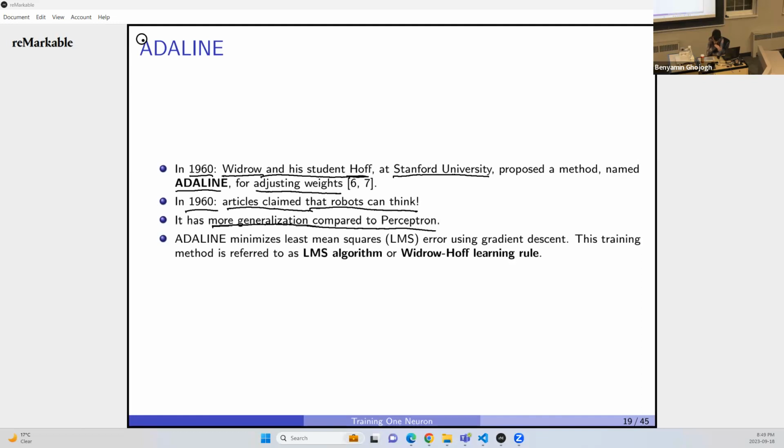Okay, ADALINE, what does it do? It minimizes least mean squares error. So least mean squares error, what does it mean? It's minimization of mean squared error. Least means minimum, minimize. Mean squared error, I think it's obvious. Okay. Using gradient descent. So you can see that gradient descent was getting popular in machine learning gradually. This training method is referred to as LMS algorithm, short for least mean squares error, or Widrow-Hoff learning rule.